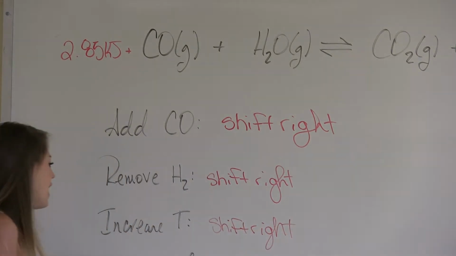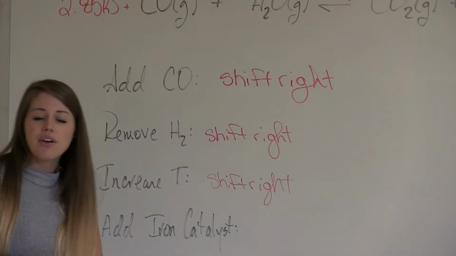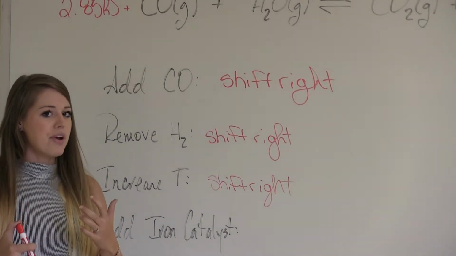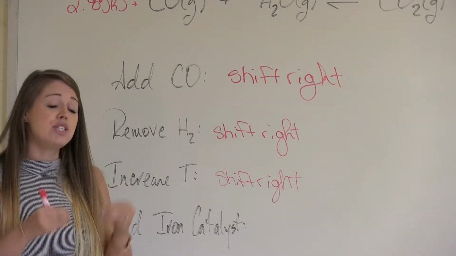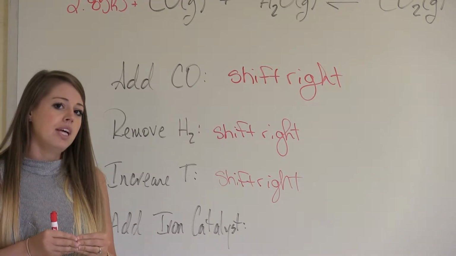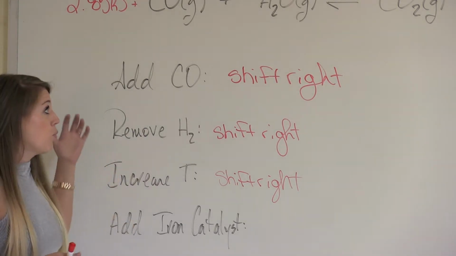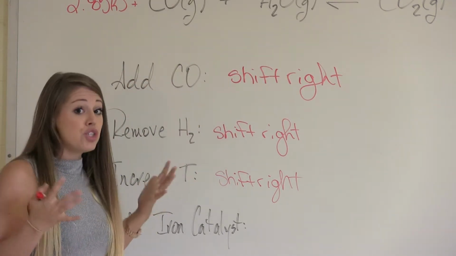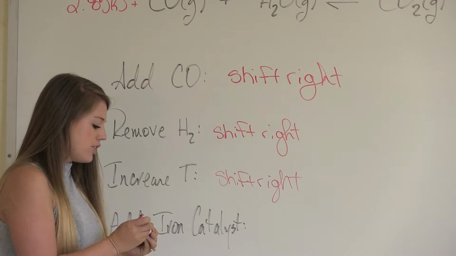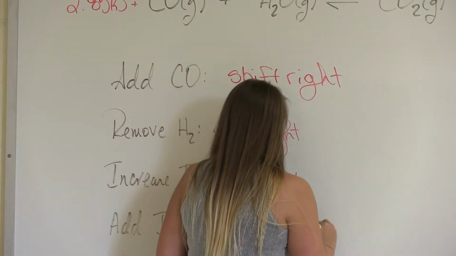Okay, well what happens if we add an iron catalyst? Now remember, catalysts only speed up the rate of the reaction. They do not affect equilibrium. So if we add a catalyst, all that's going to happen is we're going to be doing this faster. Nothing's changing besides the speed of the reaction, so it's not affecting equilibrium. So we would say that this is no change.